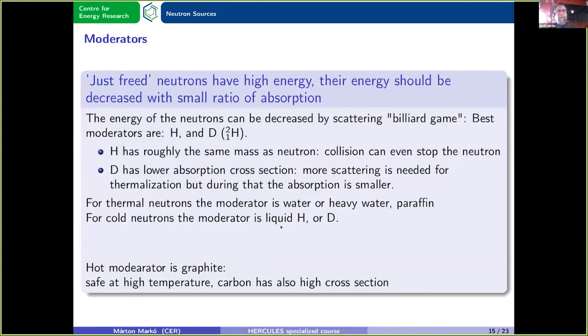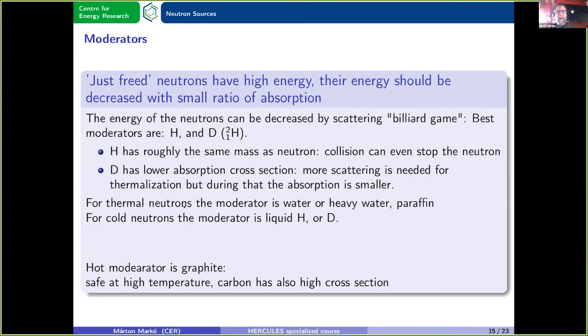So how do we moderate the neutrons? The best way for moderation is playing billiards, meaning that the neutron goes into the medium, and after scattering it loses energy. The best moderators are hydrogen and deuterium, because they have a mass very close to the neutron. So actually hydrogen has almost the same mass as the neutron, but it has a bit higher absorption than deuterium.